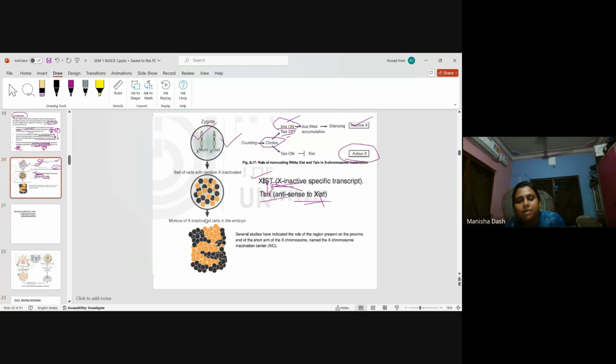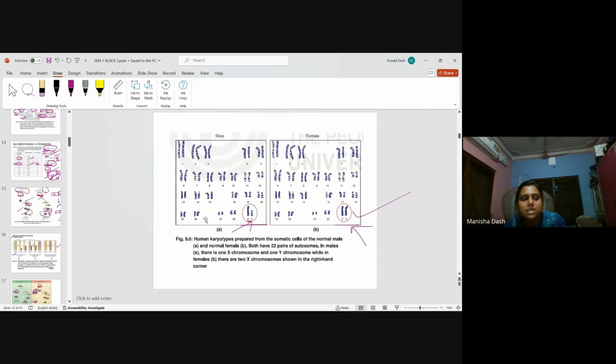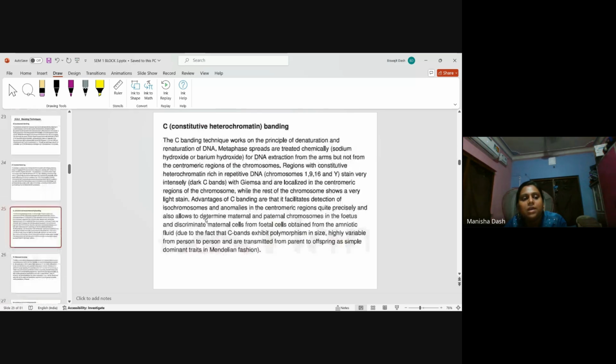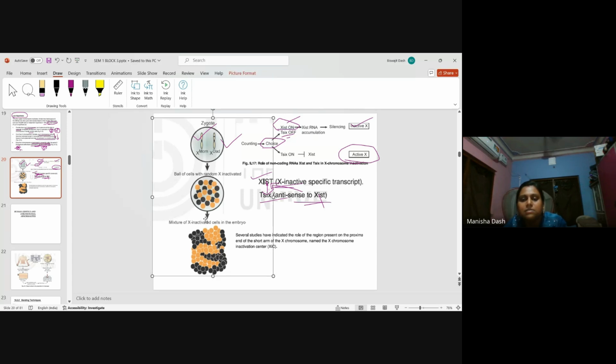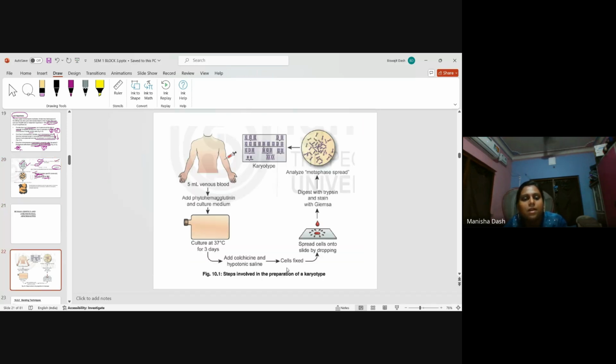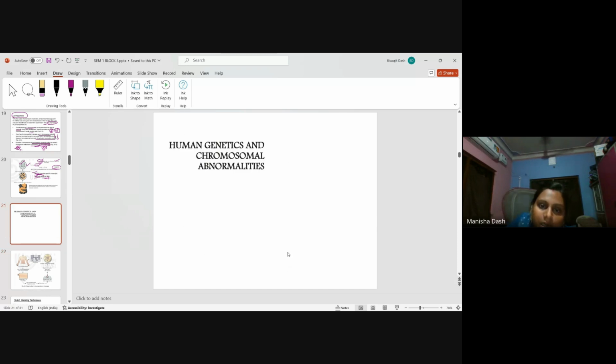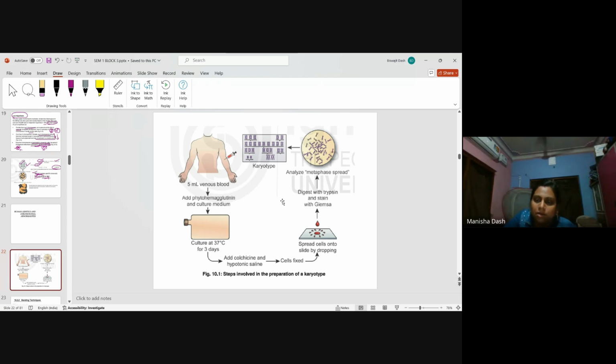Now this is in brief about how the sex is determined and how the sex chromosome expression is balanced in both the sexes by dosage compensation. Now next we will go into the study of human genetics and some chromosomal abnormalities. There are various methods or techniques by which you can study the genotyping of human beings. One such method is the preparation of the karyotype.